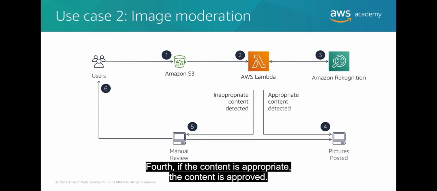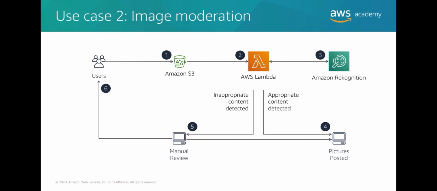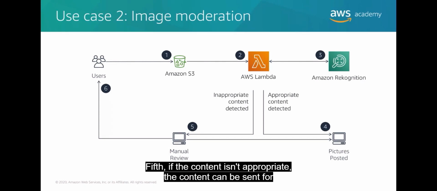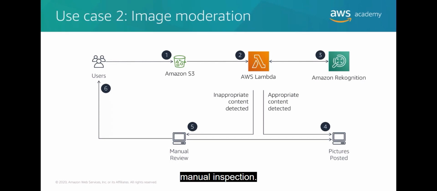Fourth, if the content is appropriate, the content is approved. Fifth, if the content isn't appropriate, the content can be sent for manual inspection. And finally, if the content isn't approved, a notification is sent to the user.